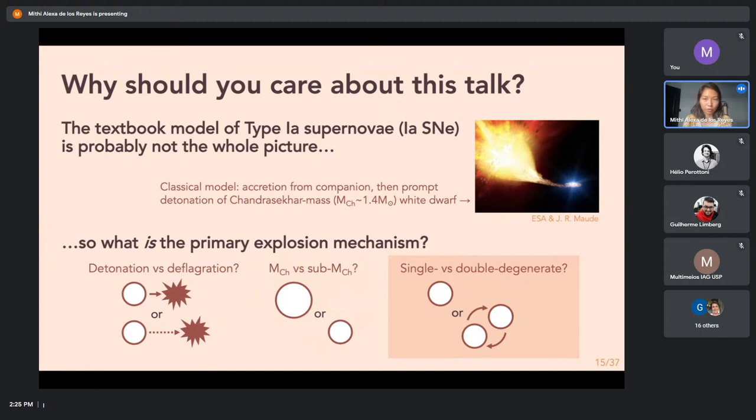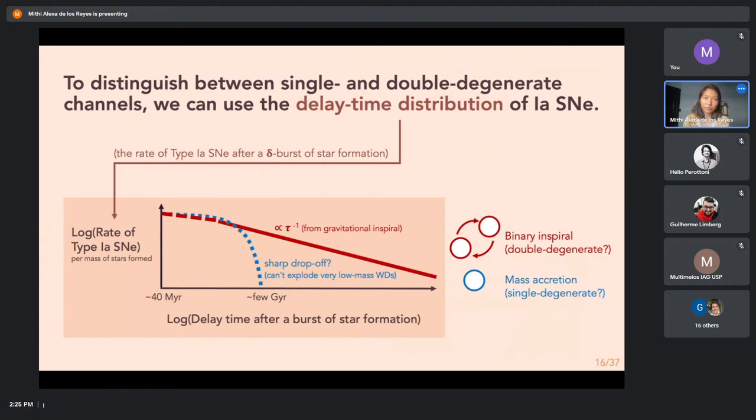All right, so we're going to try to distinguish between the single degenerate model with just one white dwarf and the double degenerate model with two white dwarfs. And to distinguish between these two, we can use something that's called the delay time distribution of type 1a supernovae. For folks who don't necessarily work with supernovae a lot, this is sort of a weird thing to think about, but it's really an impulse function.